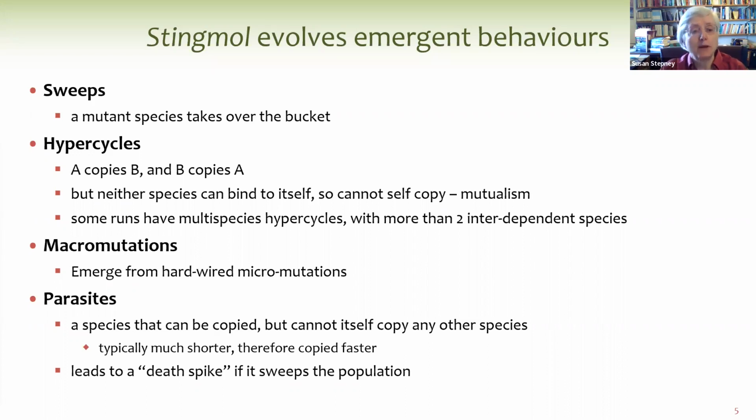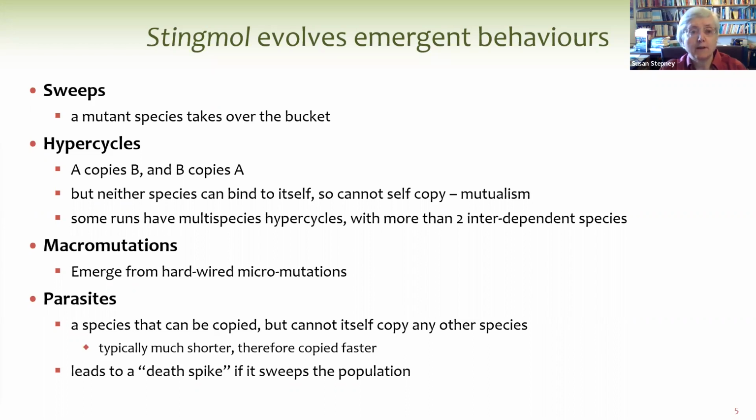So I said the only mutation that is hard-coded in is a small probability of error on copy. But macro mutations emerge where a little bit of functionality evolves that can actually chop strings up and do other quite large changes to the strings. But the thing that I'm going to be talking about in the first half of this talk is the parasites.